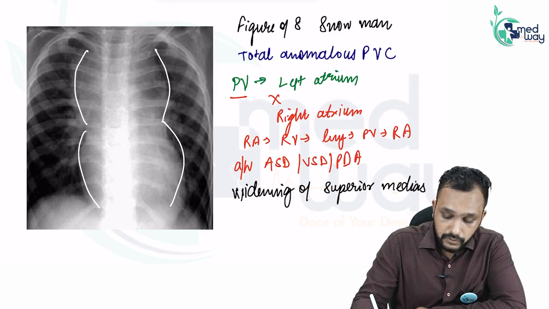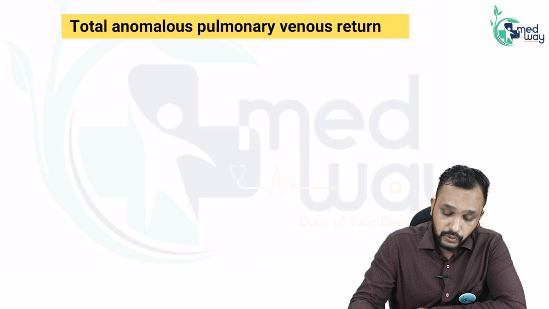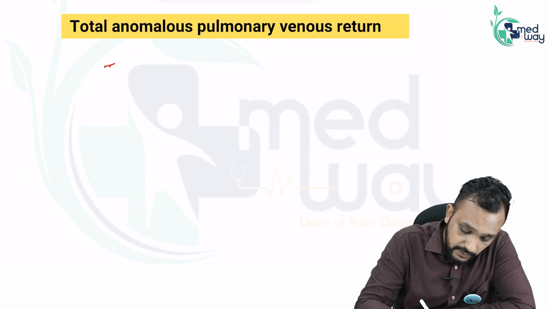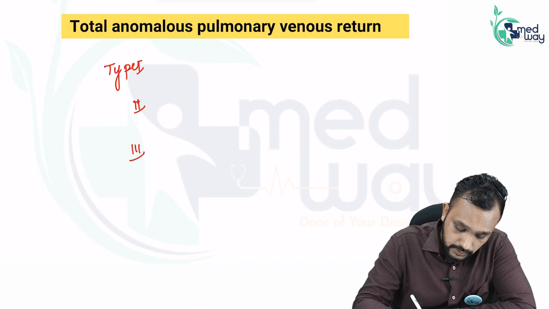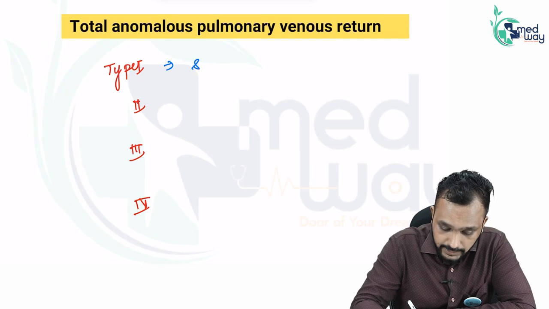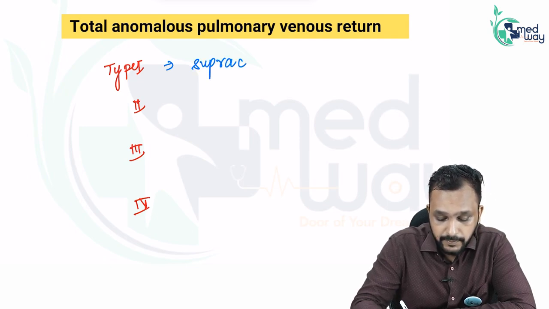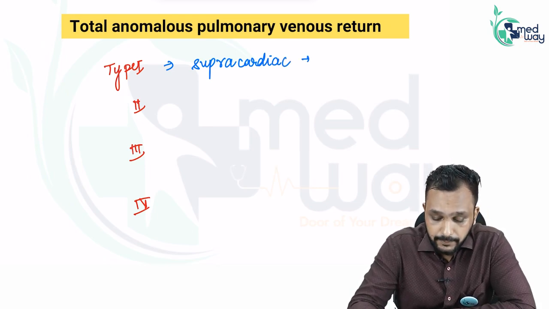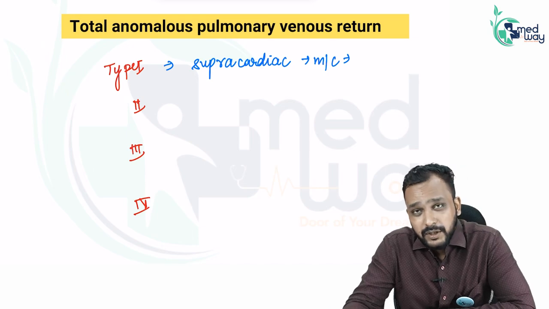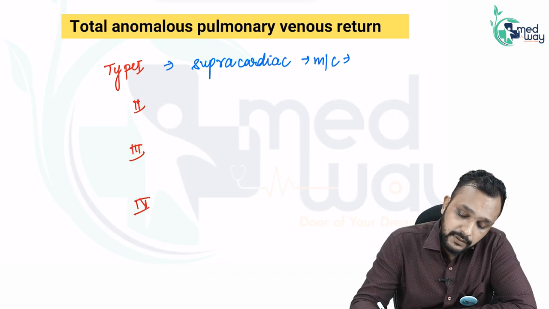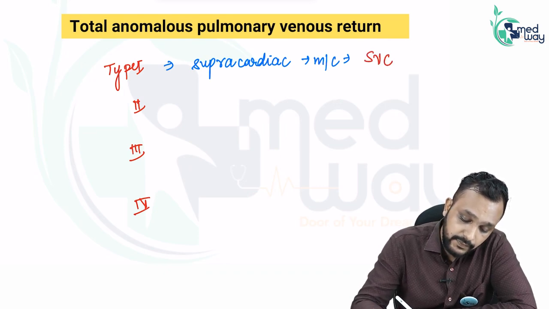Now guys, we should also know the various types of total anomalous pulmonary venous return, right? So it can be of various types, type 1, 2, 3 and 4. So one is your supracardiac type of TAPVC, and just remember that it is the most common type of TAPVC. And what happens in this? All the pulmonary veins, these are draining into the superior vena cava, right?